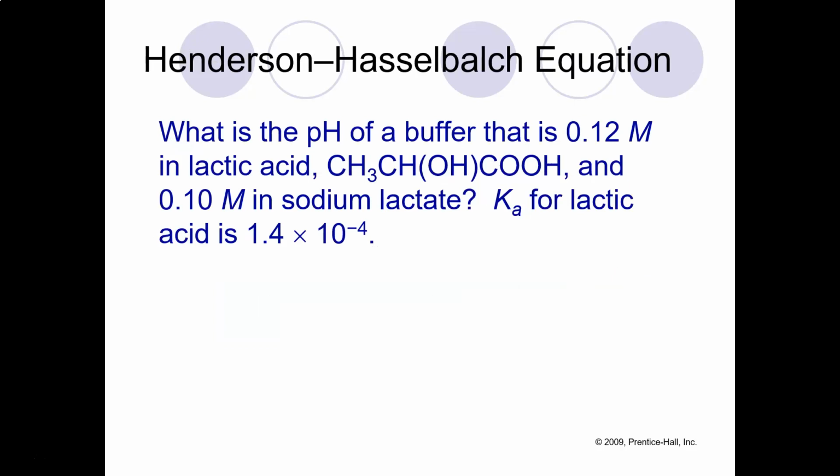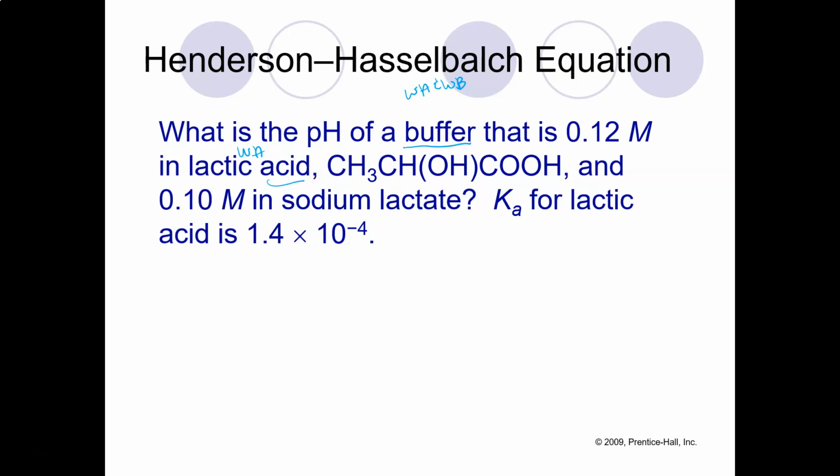What is the pH of a buffer? That word right there is a hint: weak acid and weak base. We just have to confirm that with the chemicals. That is 0.12 molarity lactic acid. Looking at that chemical, I'm going to call it a weak acid because it's an acid, and it's not one of the 7 strong acids. And 0.10 molarity sodium lactate.